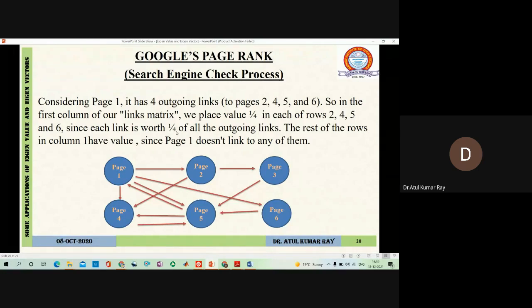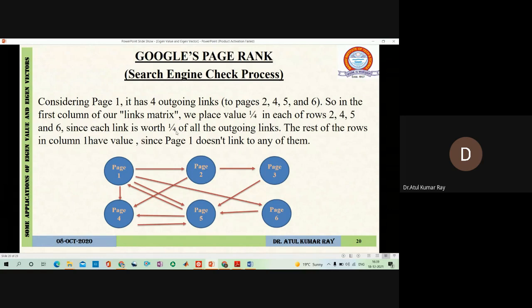Similarly, page 2 likes page 4 only, and page 3 likes only page 5. Page 6 likes only page 5, because it is going towards page 5, and page 4 likes page 5 as well. Okay, similarly for the others. So in that case, what will be the eigenvalue and eigenvector, and how will it be helpful?